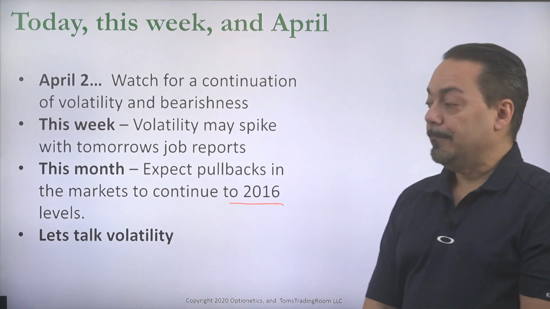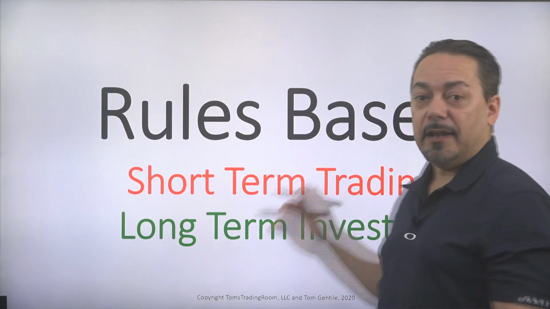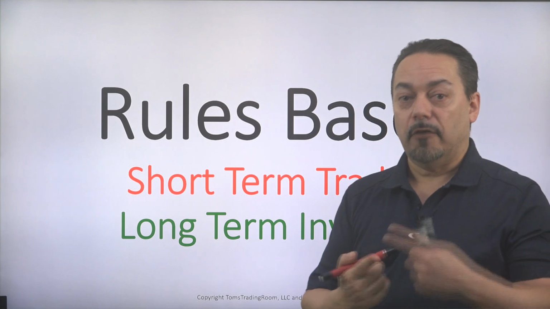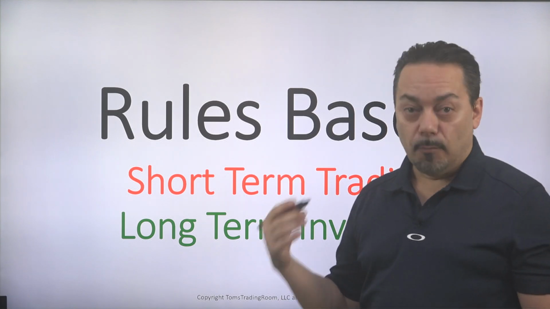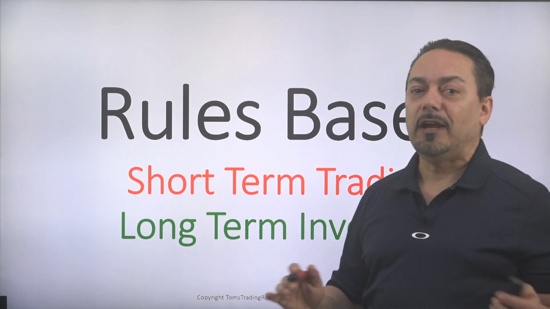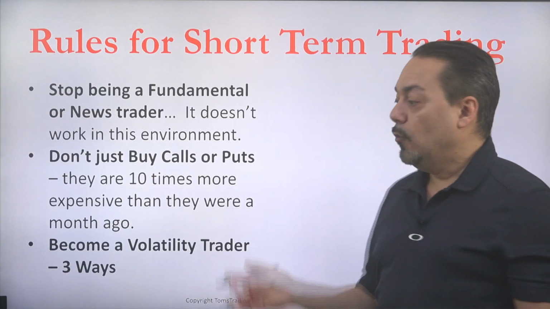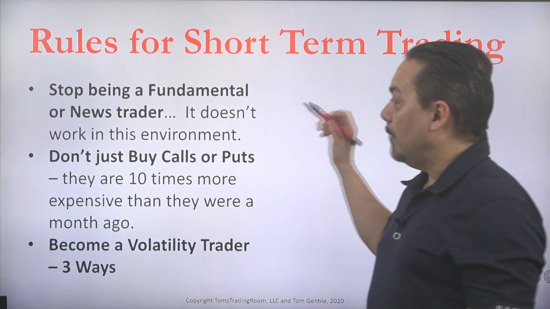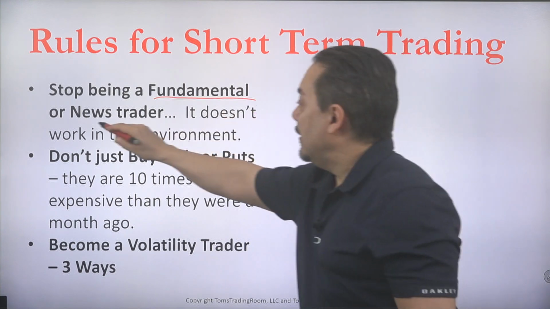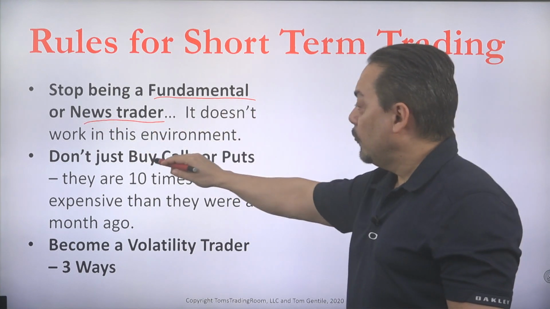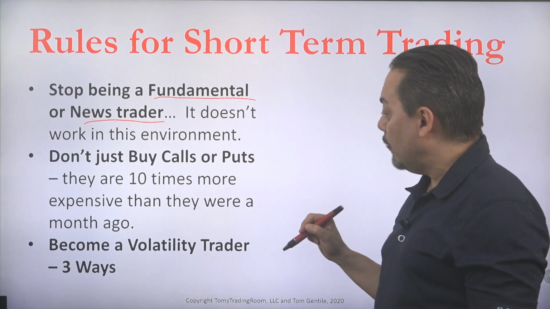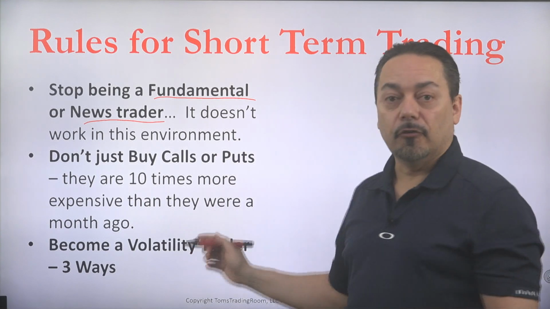Let's talk volatility. So in rules-based trading, I look at being a short-term trader and a long-term investor. We're going to go back to short-term trading right now with a 2-week trade in USO. I'm not going to be fundamental. I'm not going to be a news trader. I'm not going to just buy calls if I'm bullish or buy puts if I'm bearish. I want to be a volatility trader. There are 3 ways to do that.